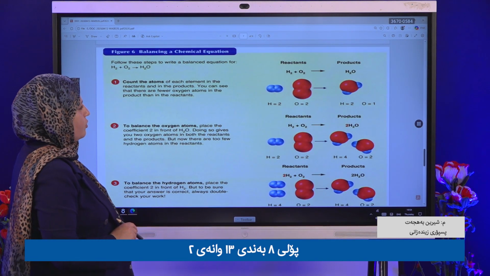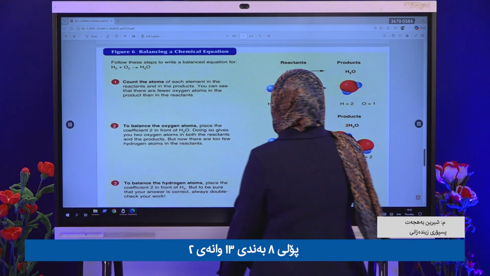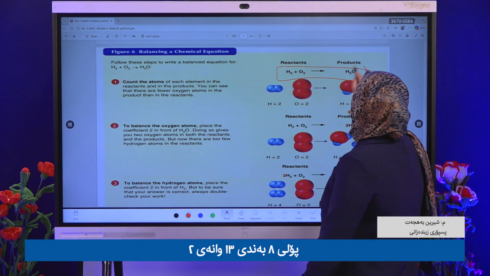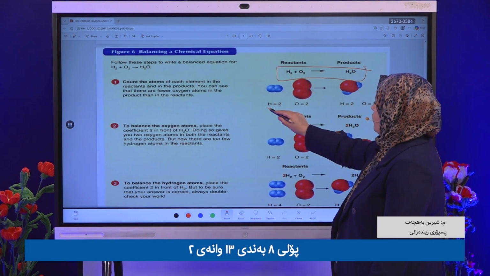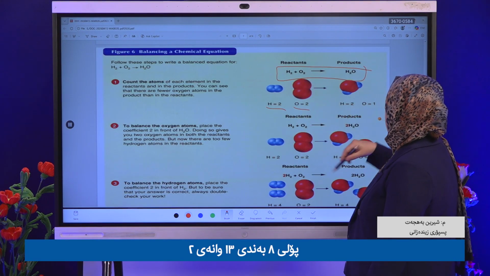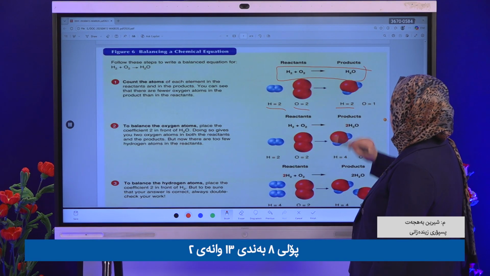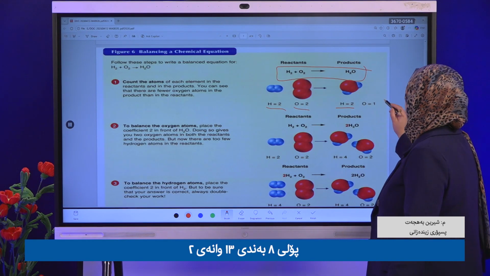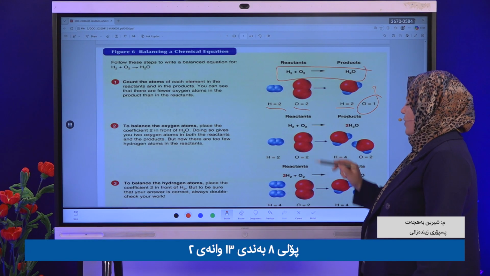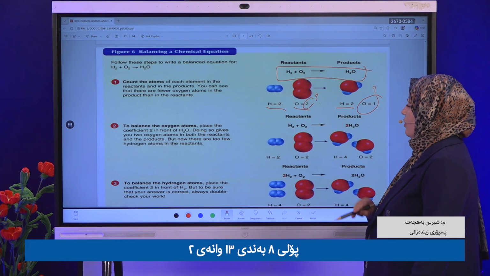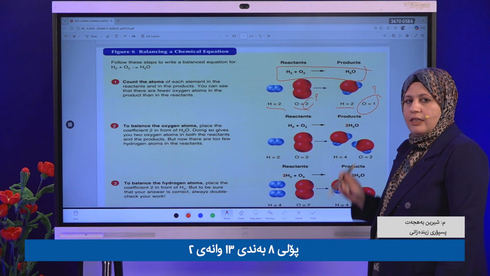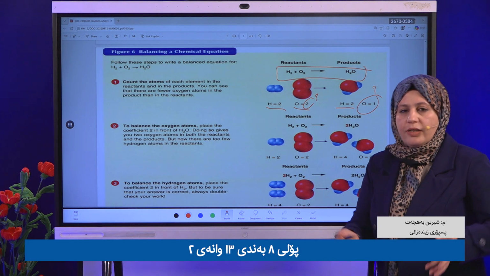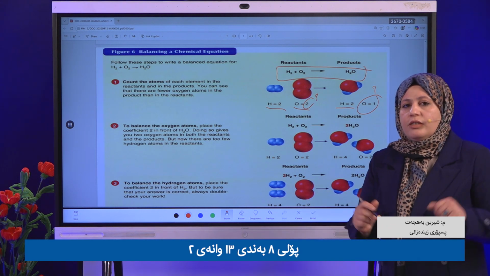Let us go to this one, present in your book. We have H2 and O2 reacting to form H2O. First of all, look at the equation. Is it balanced? We have how many hydrogen? 2 hydrogen. How many oxygen? 2 oxygen. On the other side, we have 2 hydrogen, but how many oxygen? 1 oxygen. So you should balance the equation by using coefficients.